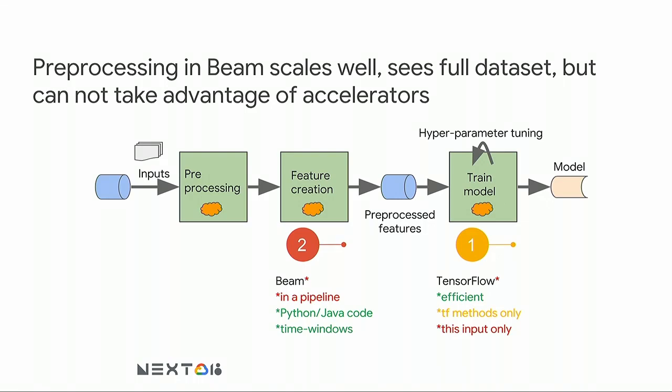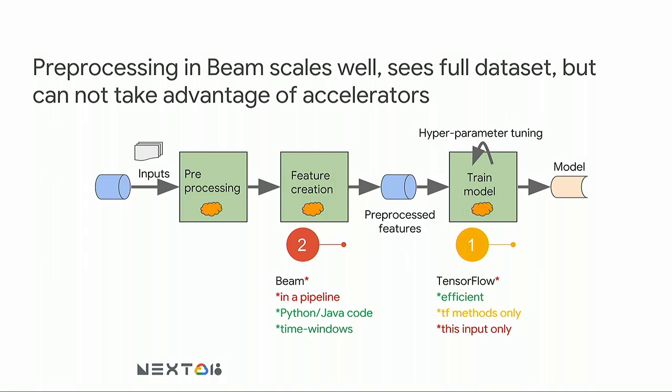So this way now, it sees a full data set, right? It scales really well because Beam is distributed, but it cannot take advantage of accelerators. What do I mean by accelerators? GPUs, TPUs, etc. This is okay if it's a moving average. It's not okay if you're basically running the first half of the Inception model to create an embedding that you're using as an input to your model. Now creating that feature is so expensive, you can't really do that in something like Beam.